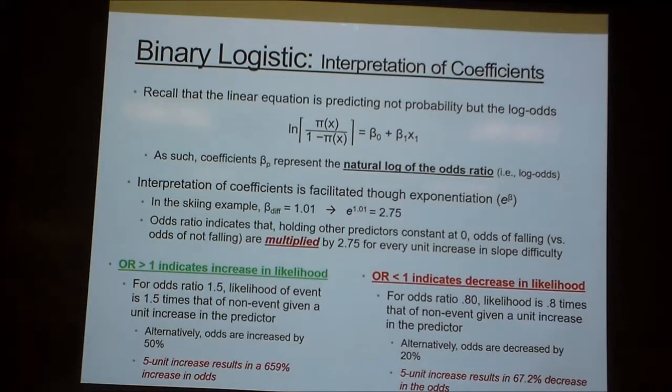Okay. So the odds of falling in spring for, what's our other predictor? Trail difficulty. And if 0 is easy, our intercept is going to be the odds of falling for an individual skiing on an easy trail in the spring.